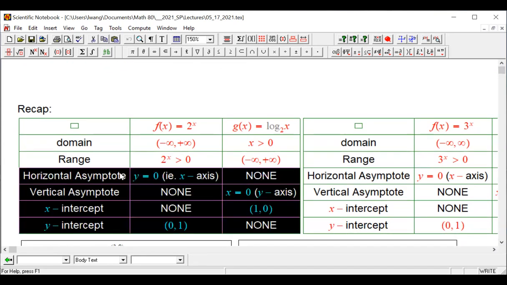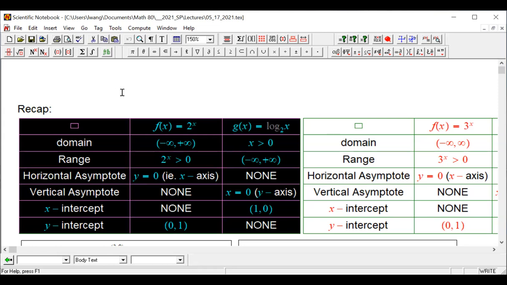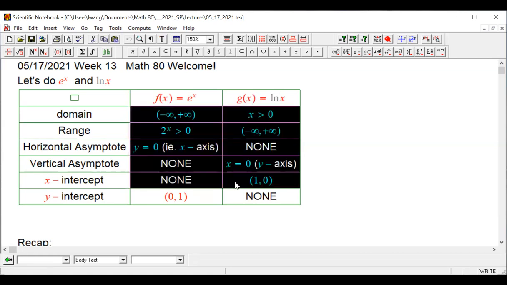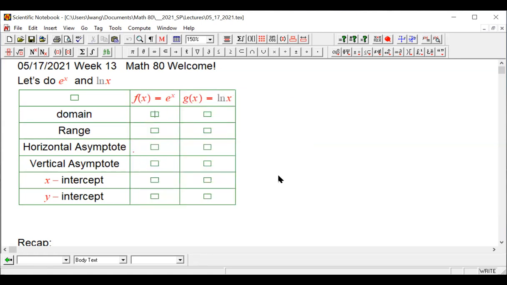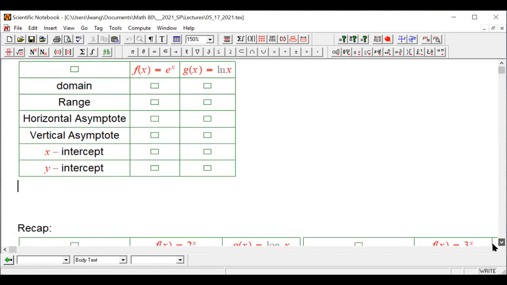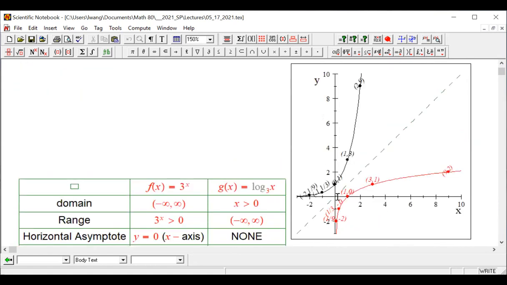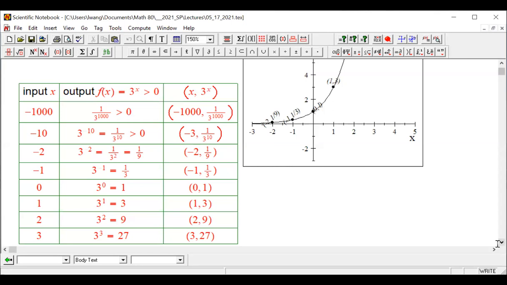So I'm going to make this table. We're going to make a similar table, except this time it's e to the power x, and this is going to be ln x. Domain, range, we're going to fill them up. I know they're going to be similar. And then we're going to make the table for graphing, the table to graph.